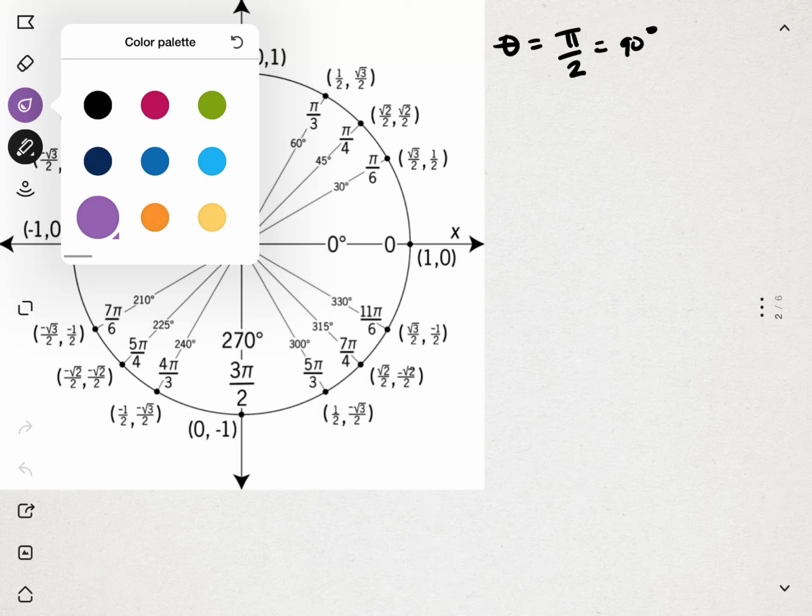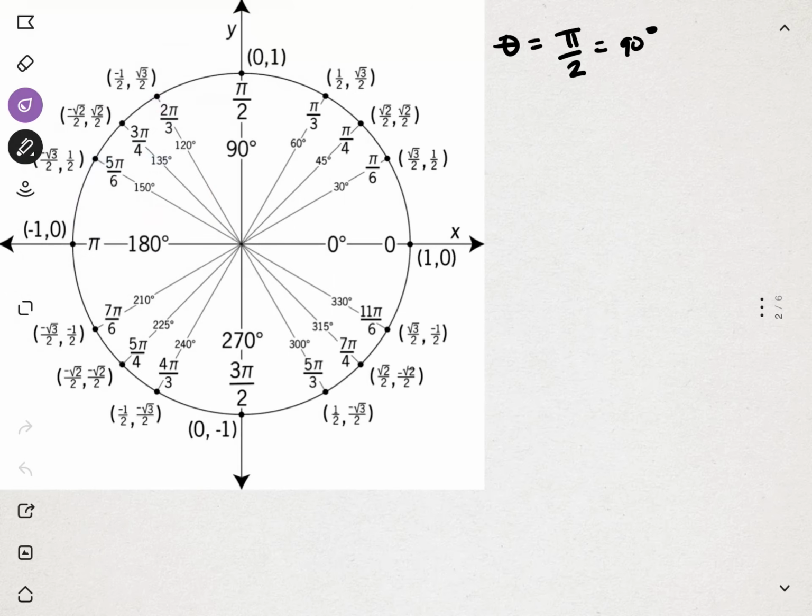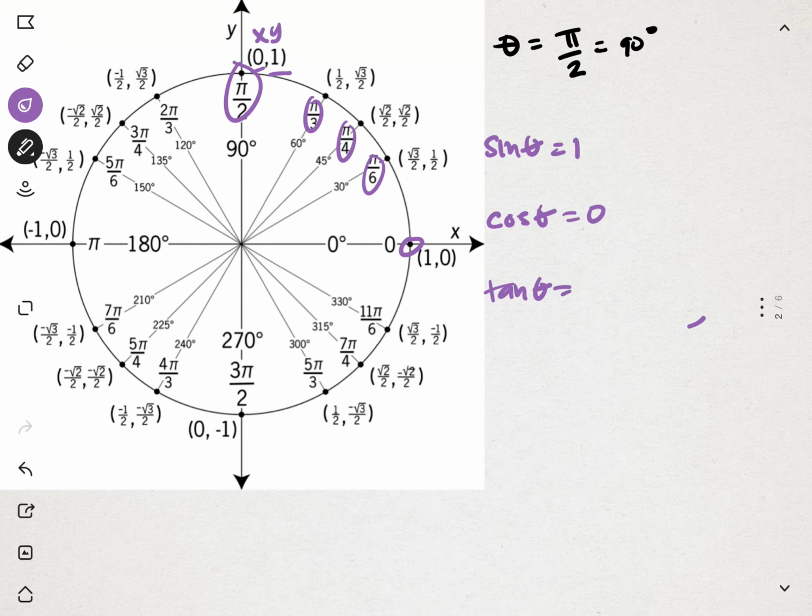All right, let's try the same thing here. This time we're looking at pi over 2, so we started in standard position, pi over 6, pi over 4, pi over 3. Okay, here's pi over 2. We're going to label our x and y, and do our trig functions. Sine theta is the y, it's 1. Cosine theta is our x, that's 0. Tangent is y over x, 1 over 0. Anytime we divide by 0, we say that's undefined.